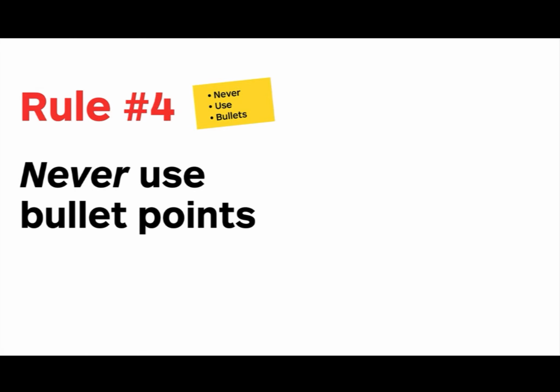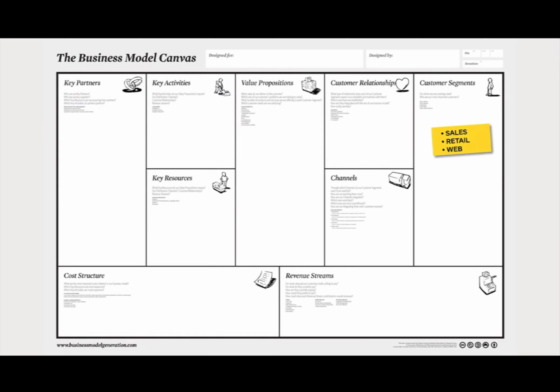Rule number 4, never use bullet points. And I mean never. Why? Because if you use bullet points on one sticky note, you can't move things around. You can't use the business model canvas as a strategic playground. What you really want to do is put each element on a separate sticky note so you can move them around, so you can play. Remember, this is now your strategic playground. That's the way to do it.